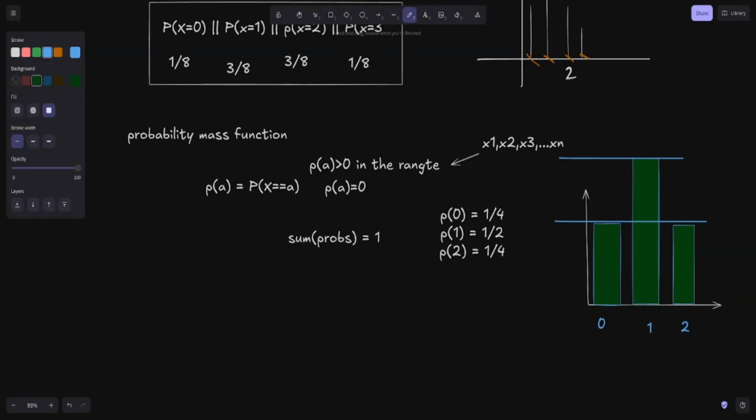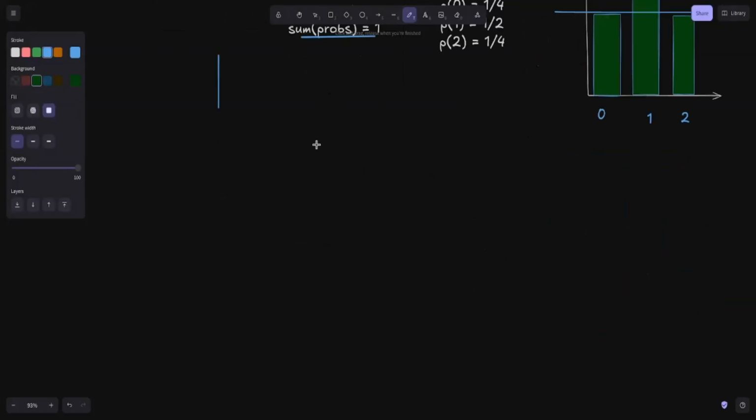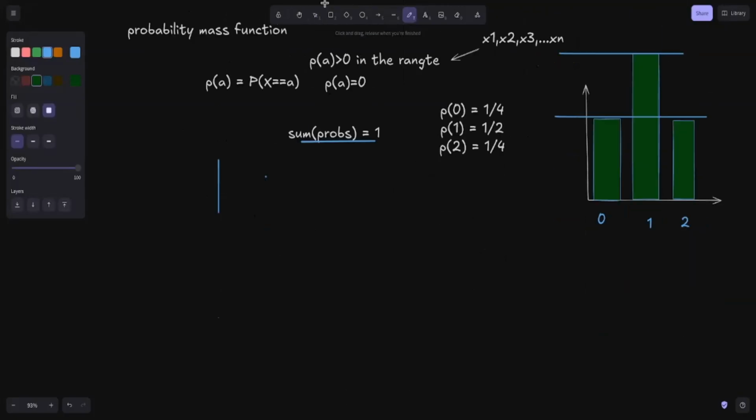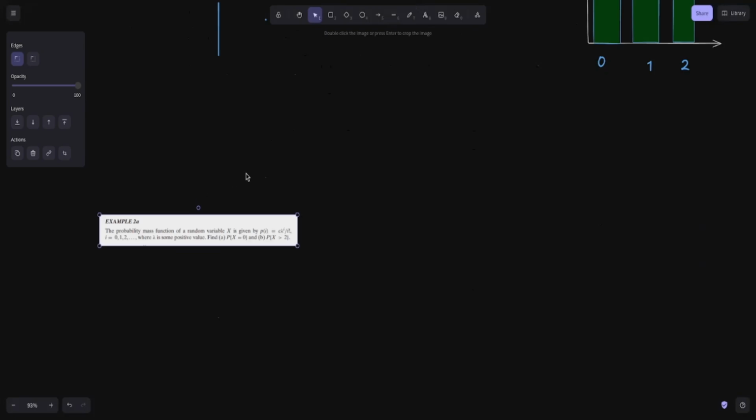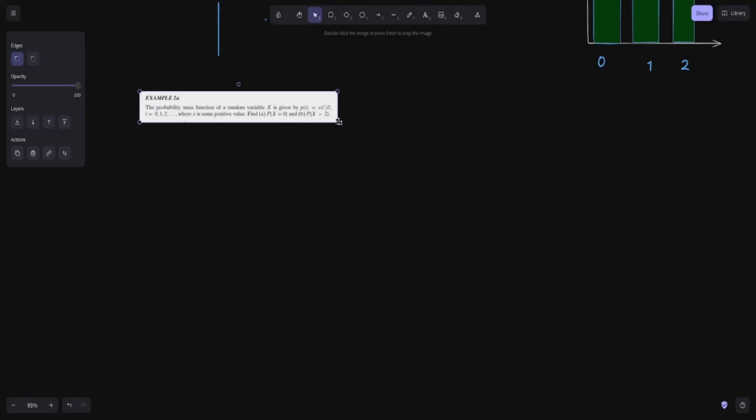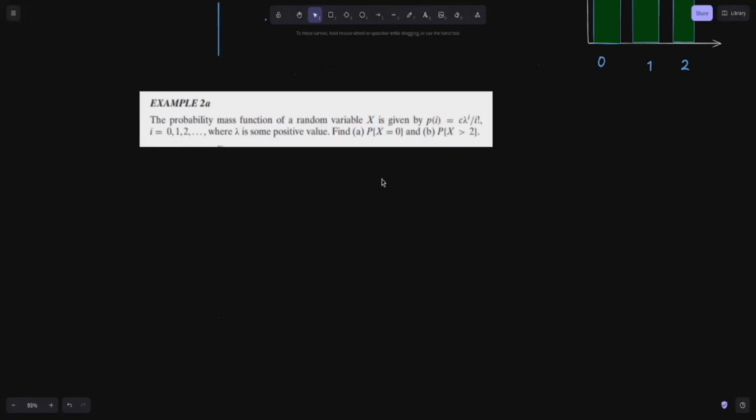Okay, so now we'll do a nice sum that will help you understand how this works, and let's start. So this is the sum. The probability mass function is given by this, where lambda is some positive value. Find P(X = 0). Okay, P(X = 0), how will you find it out?